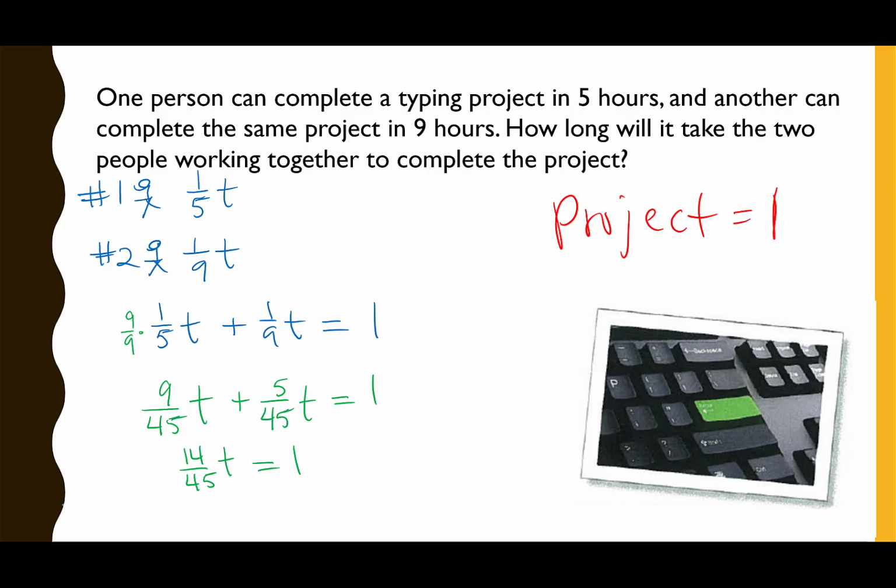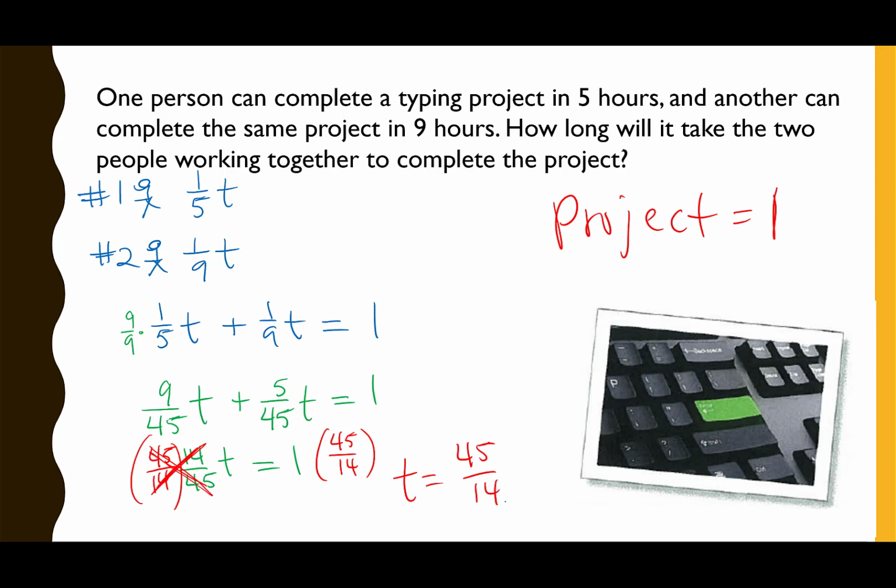Now we did this in an earlier chapter. Remember, instead of dividing by a fraction, we multiplied. I had you multiply by the reciprocal. That's exactly what we're going to do here. We're going to multiply both sides by the reciprocal, which is 45 over 14. On the left side, when you multiply that fraction by its reciprocal, do you see that the 45s will cancel and the 14s will cancel? That's what we wanted to happen. Now we just have t equals 45 over 14 times 1 is 45 over 14.